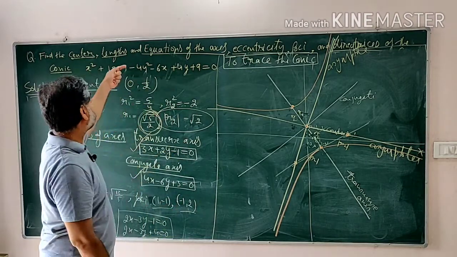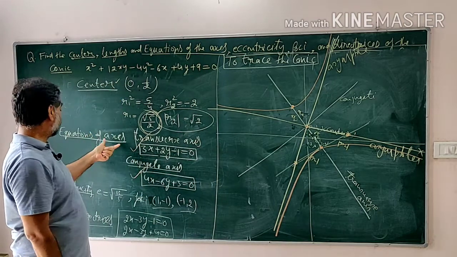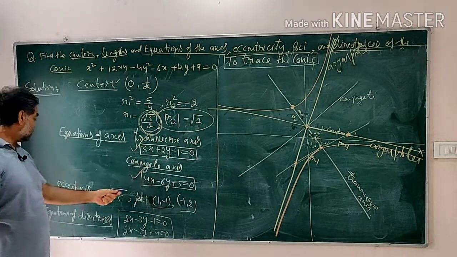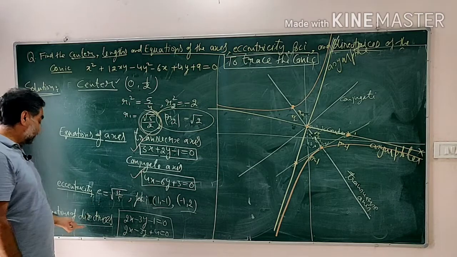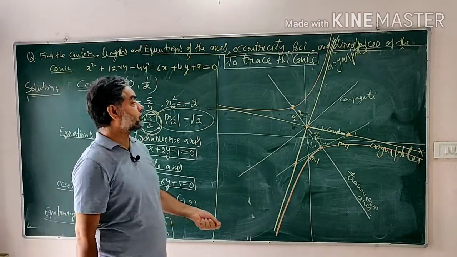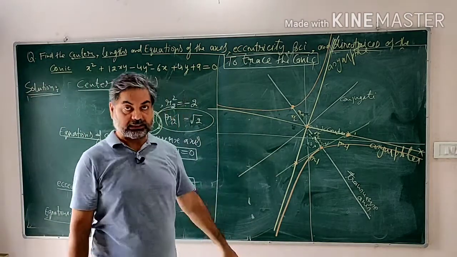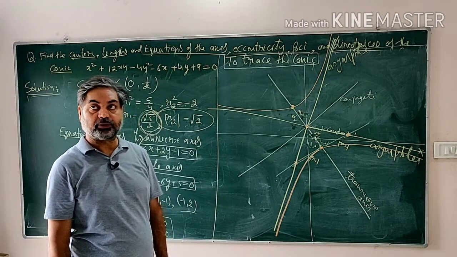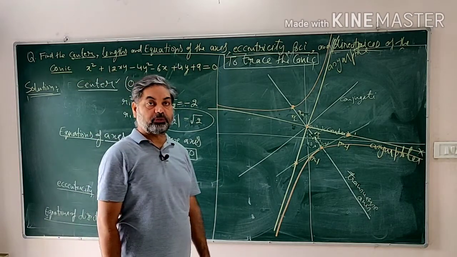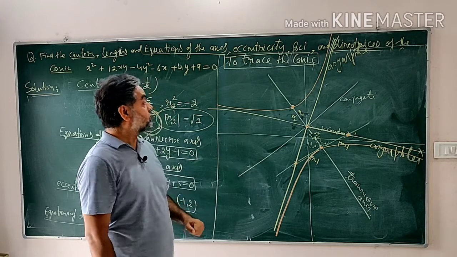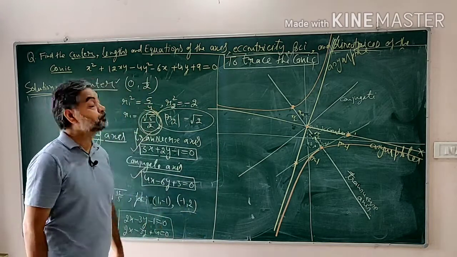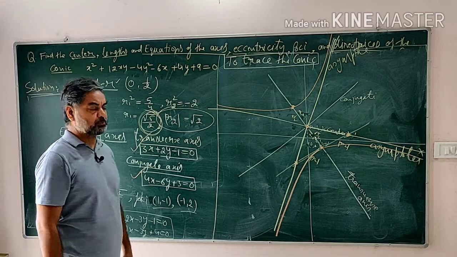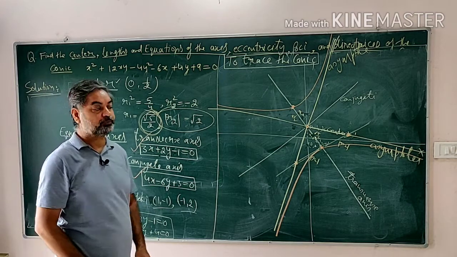So we have identified this conic, found its center, the equations of the axes, transverse axis, conjugate axis, eccentricity, and equations of the directrices, and we have actually traced this conic, and this conic is a hyperbola. So this is how we have completed this question. We will be doing another question on ellipse maybe in the next lecture. Thank you.